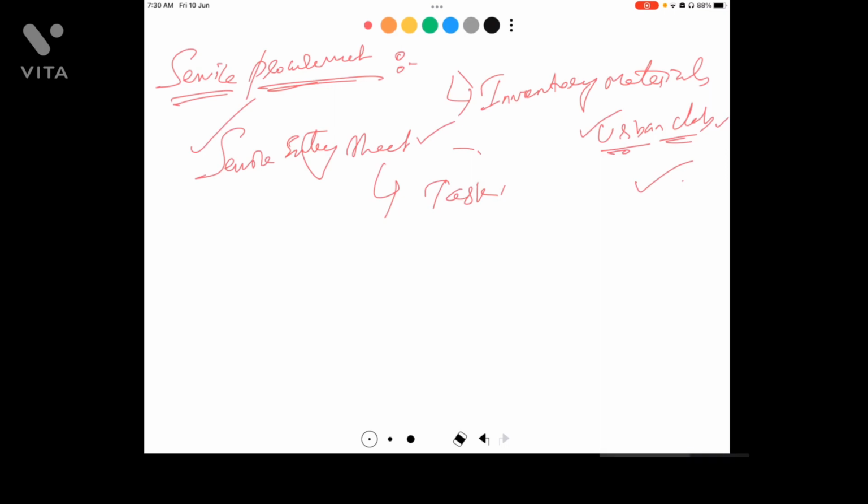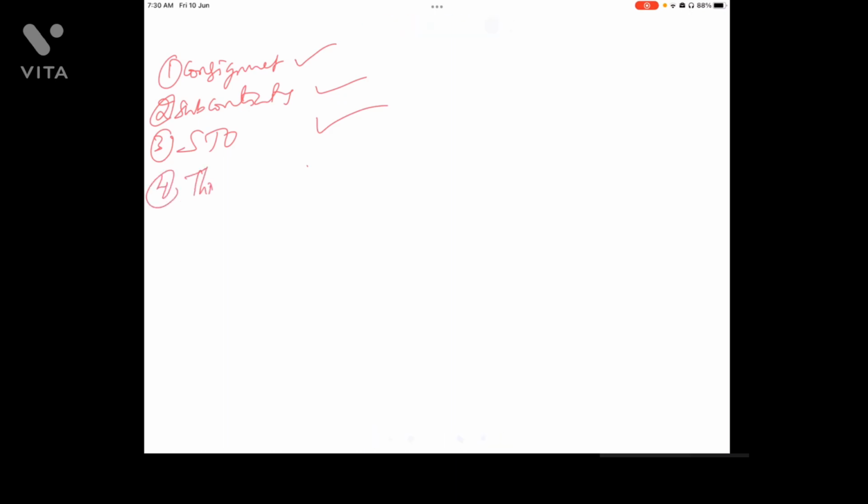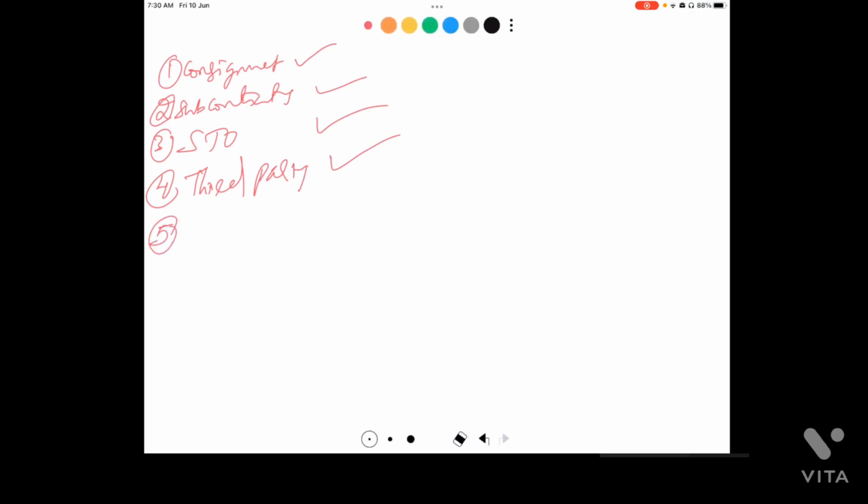Clear? What are the special stock procurements we have discussed as of now? We have discussed consignment, this is very important. And subcontracting, this is very important. And third, STO, very important. And fourth one is third party. This is also very important. And fifth one is service procurement. I'm mentioning here that these processes are very important, because mostly 90% of companies are using these processes.